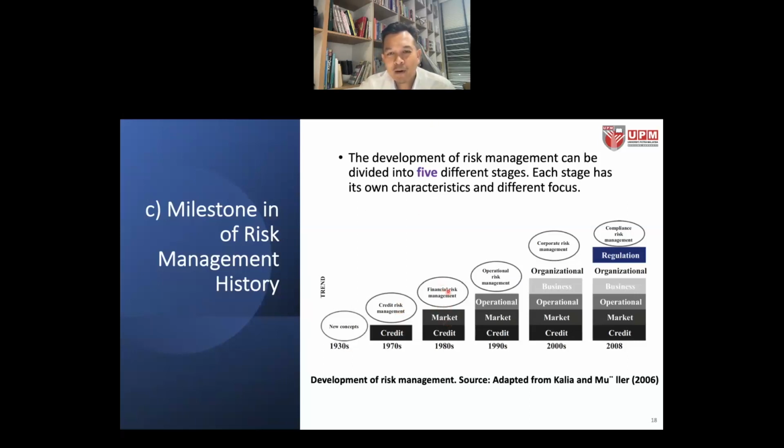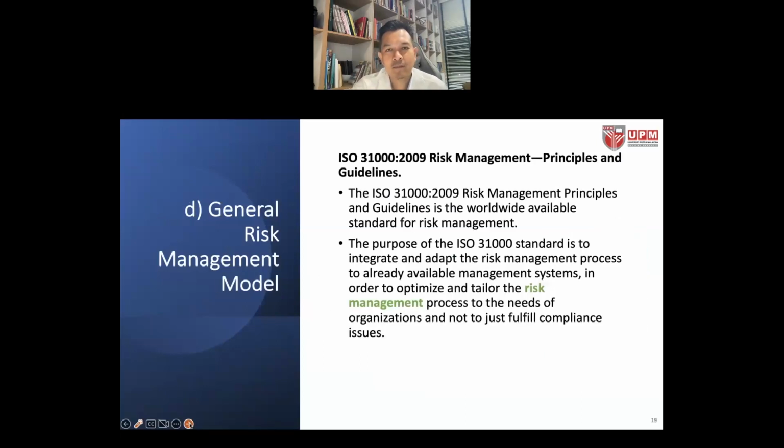And then for market credit, financial risk management, in the 1990s it evolved into operational risk management. And then in the year 2000, it started to have corporate risk management. And finally, the latest one is compliance risk management. So this is the development of risk management, which is adapted from this particular reference. So basically, the risk management methodology has been evolving according to time.